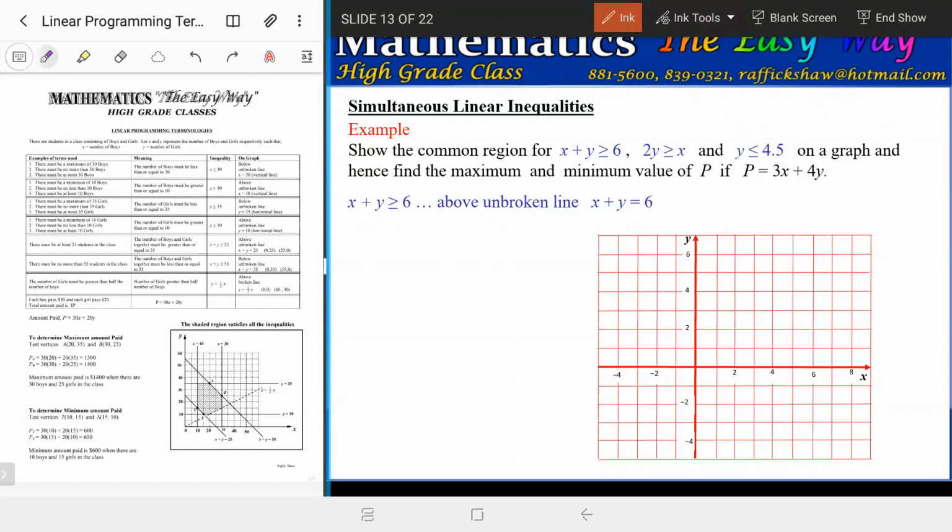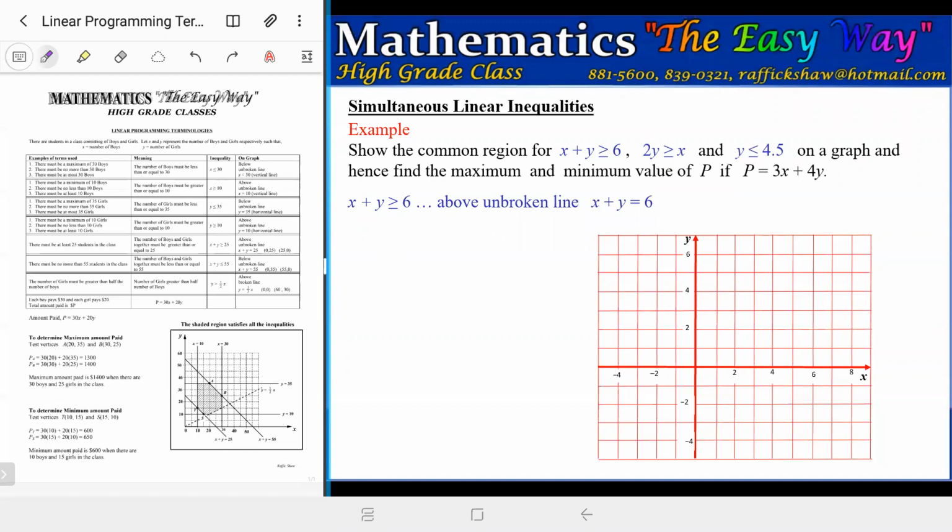What we are basically saying is that this inequality means above because of the greater than, and an unbroken line because the equal is there, and this is the line. So we have to draw this line, and we want the area above it. But we're not going to shade it yet. Remember, we only want to shade the common region, so you don't put any shading over the graph.